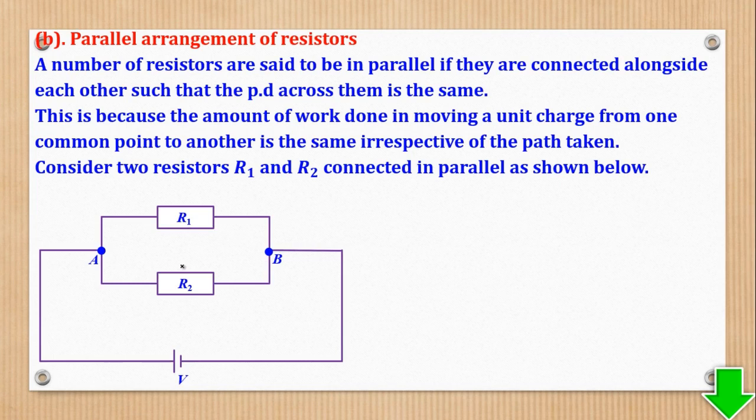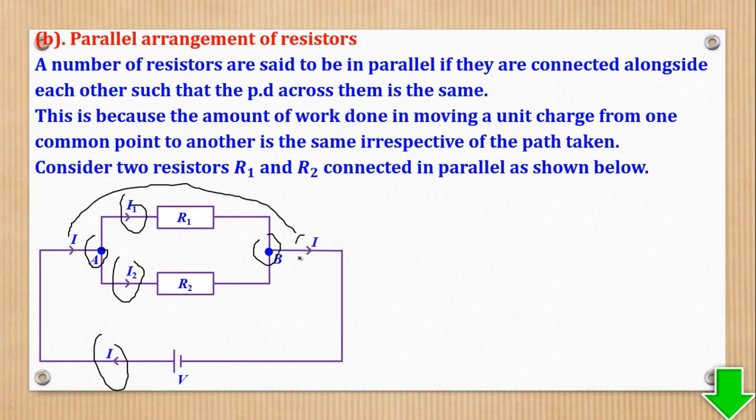So that is one way of distinguishing between resistors in parallel and resistors in series. For those in series, it is the same current. For those in parallel, it is different current. So here it is I from the source, but when it reaches here, it splits. So this I splits, one I1 is there, and here it is I2, so it is different current. But when it reaches here, it will combine to give the same reading as it was before splitting.